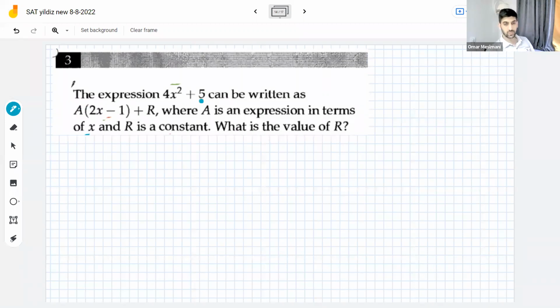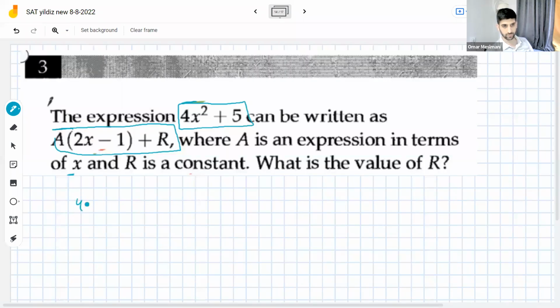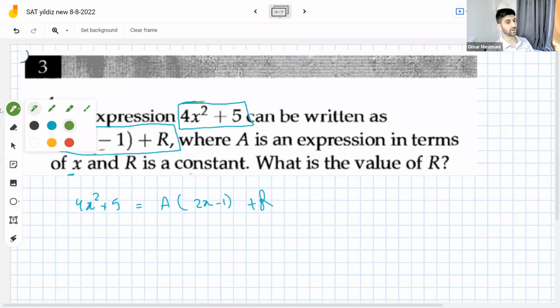The expression 4x squared plus 5 can be written as this. You have to think with me. I have this expression, and these two are exactly the same. So I'm going to say that 4x squared plus 5 and a multiplied by (2x minus 1) plus r, these two are the same. I don't know how, but I have to make them the same, and then I have to find the value of a and the value of r. Okay, this is what to do.